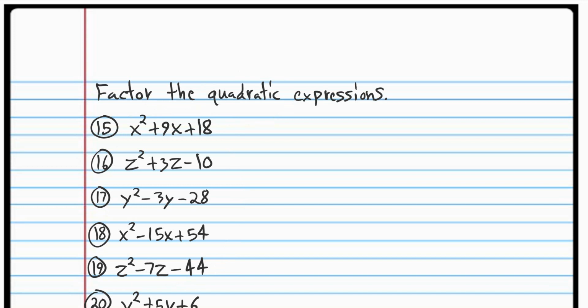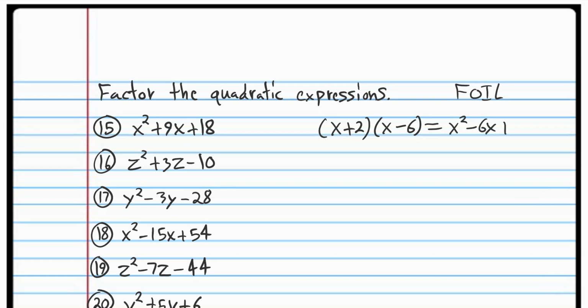So in a previous class, we learned how to multiply 2 binomials. So we used FOIL to multiply 2 binomials. X times x is x squared, x times negative 6 is negative 6x, 2 times x is 2x, and 2 times negative 6 is negative 12. Then we combine the terms to get negative 4x minus 12. So we got x squared minus 4x minus 12.